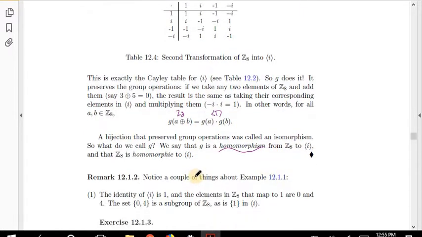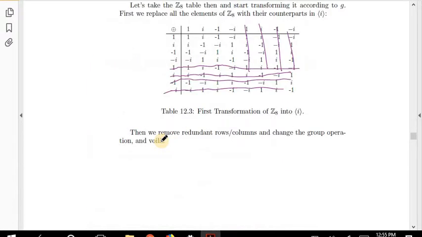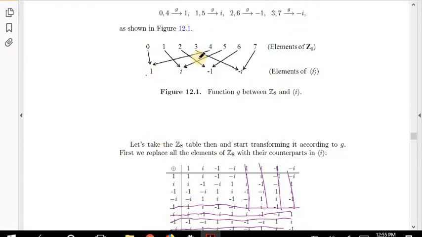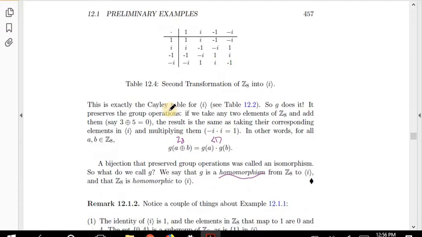Okay. Now we can notice some things: in our function in this example, we did have the identity mapping to the identity, and we also had that the set 0, 4, which mapped to the identity, was in fact a subgroup of Z8, right? Because 4 plus 4 is 0 in Z8. So a subgroup of Z8 mapped to the identity of the cyclic group generated by i, the fourth roots of unity. So that's one thing.